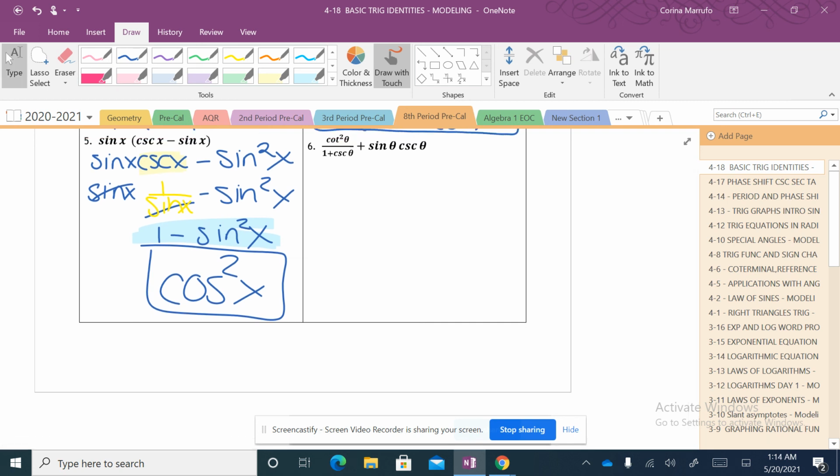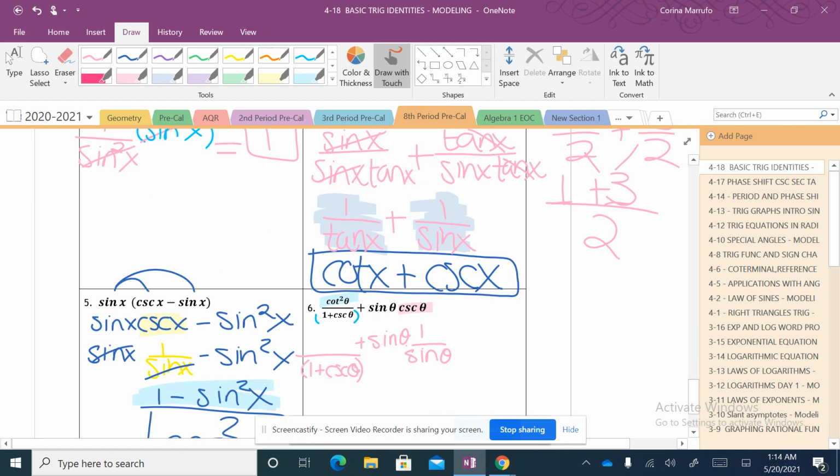And the last example, so on the top I have cotangent squared of theta, and then on the bottom I have 1 plus cosecant of theta. So this reminds me of the identities, okay? And then I have plus sine of theta, and right away I can see that cosecant is the opposite of sine. So I'm going to be able to cancel something out by changing it to 1 over sine of theta times, this one stays the same, we have this plus sign. On the bottom, I'm going to keep this the same, 1 plus cosecant of theta. And then the top part, the cotangent squared of theta, I am going to switch that out.